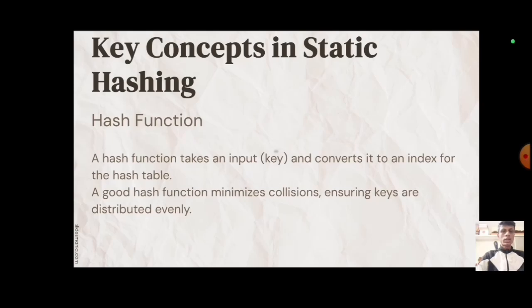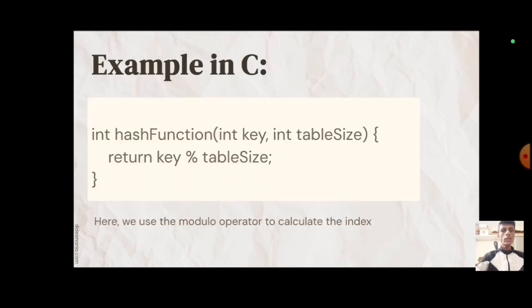So let us understand the key concepts in static hashing. First comes the hash function. A hash function takes an input and converts it to an index for the hash table. A good hash function minimizes collisions, ensuring keys are distributed evenly. An example for a hash function: we will be using the int data type here. The hash function takes the key as a parameter, and the return value will be calculated by using the modulo operator.